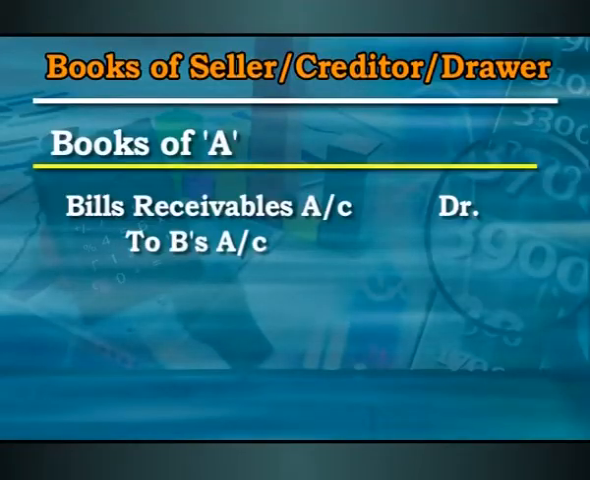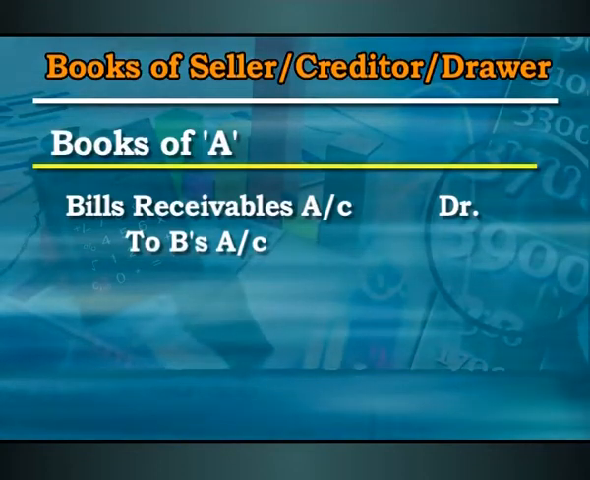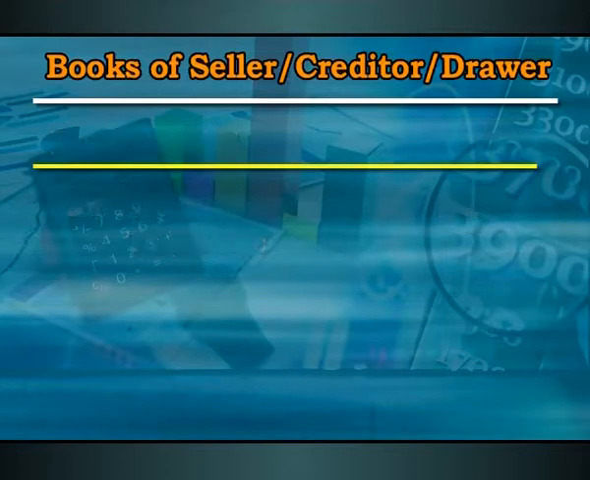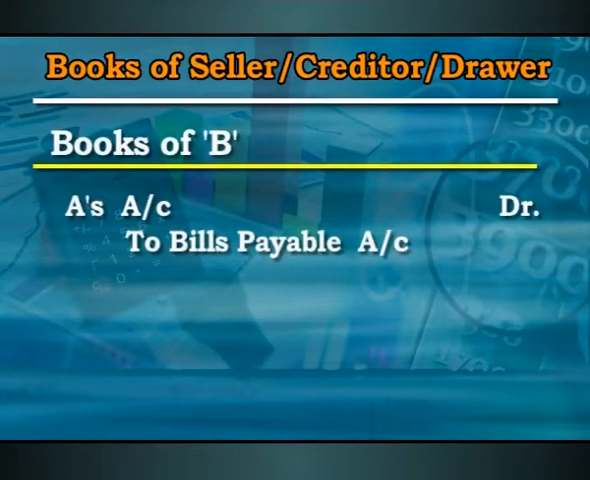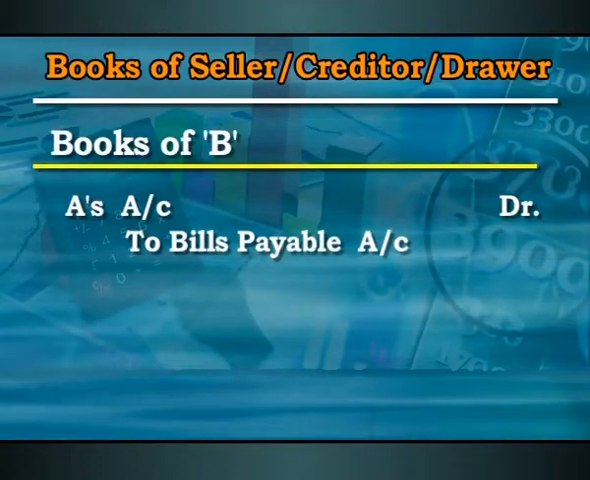Okay. So, the entry, as I repeat it, in the books of A, bills receivable account will be debited and B's account will be credited, and in case of B, A's account will be debited and bills payable account will be credited. So, this is how the two entries are passed. And now the second situation would be? Okay. Now, there are three more situations under this.